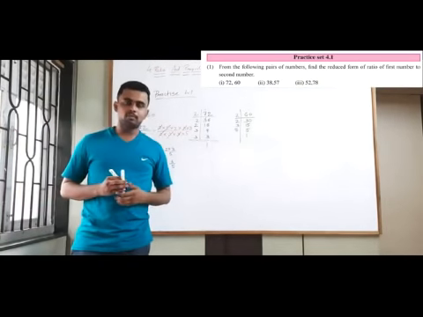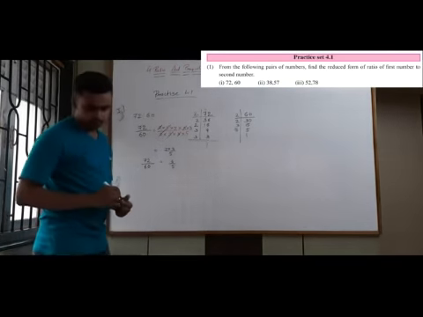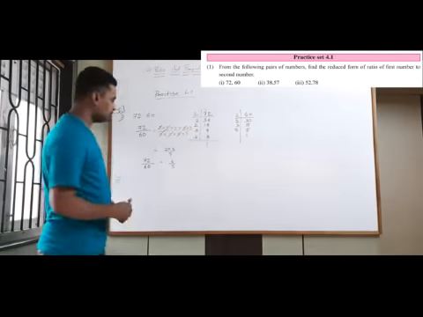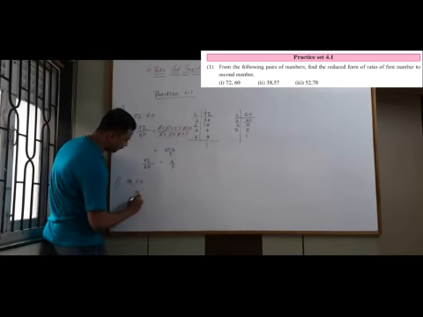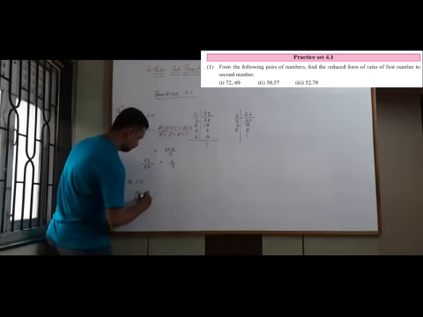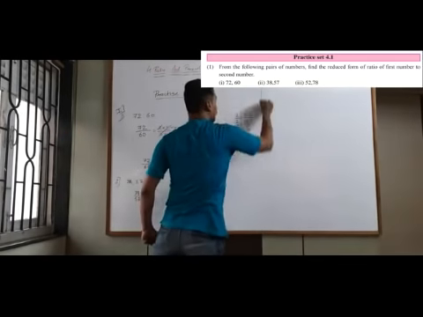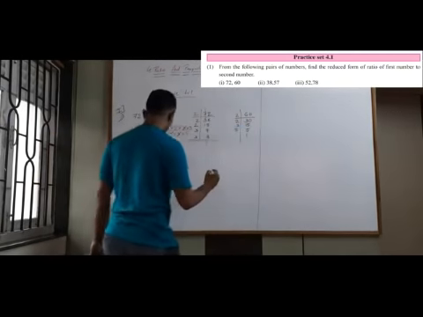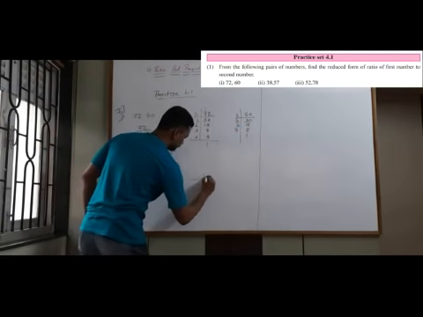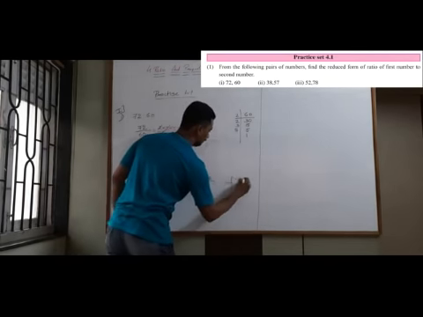Moving on to the second sub question of the same question. It is 38 is to 57. So we have 38 divided by 57. We will do the division here itself, 38 and here 57.